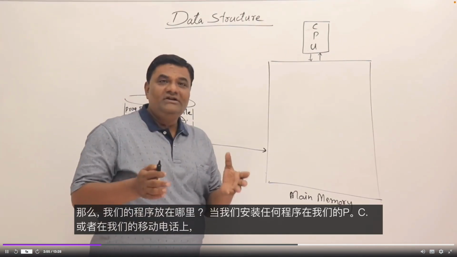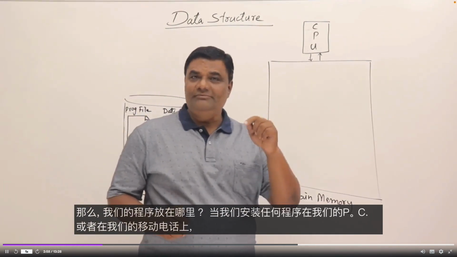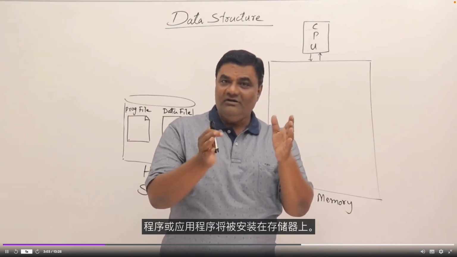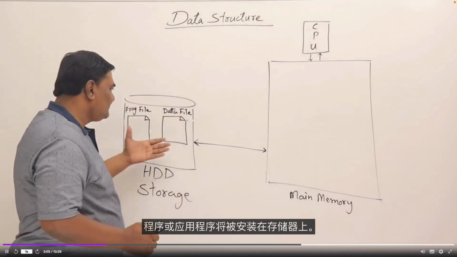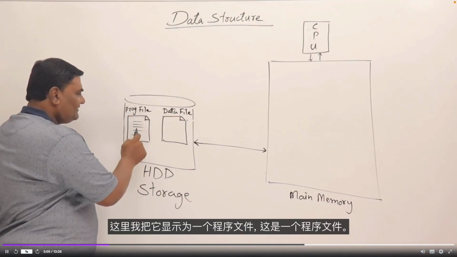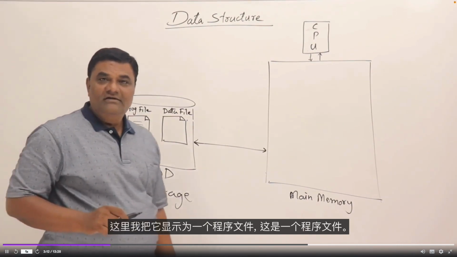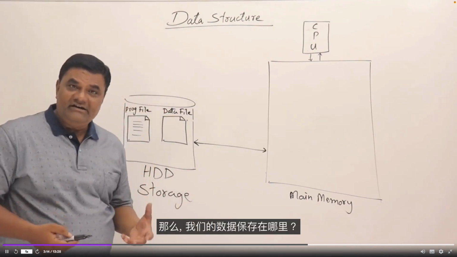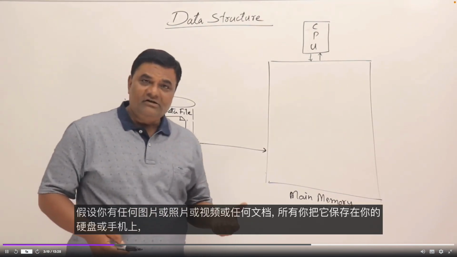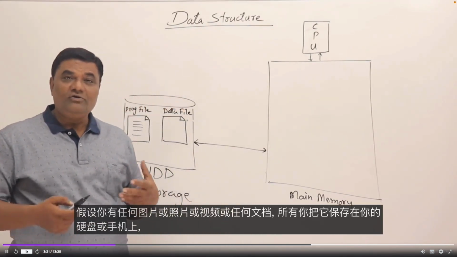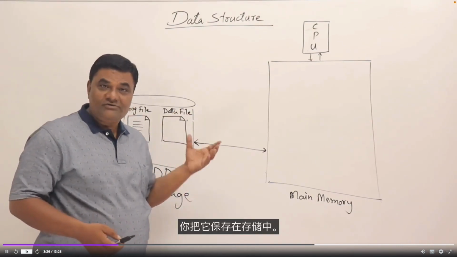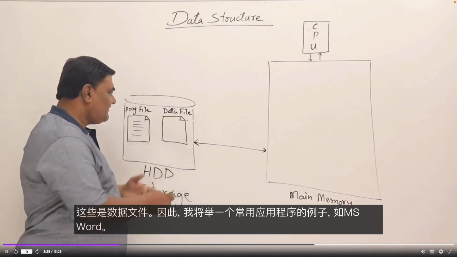Then where do we keep our programs? When we install any program in our PC or on our mobile phone, a program or an application will get installed on storage. So here I am showing it as a program file. Then where do we keep our data? That also we keep on the hard disk. Suppose you have any pics or photos or videos or any documents, all that you keep in your hard disk, or in your mobile phone you keep it in the storage. So these are data files.